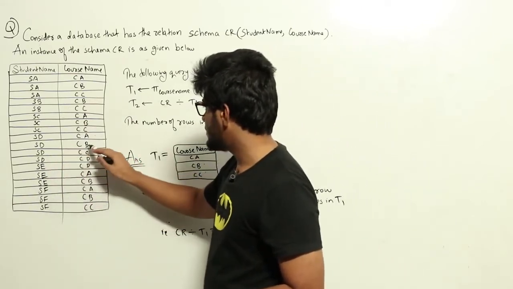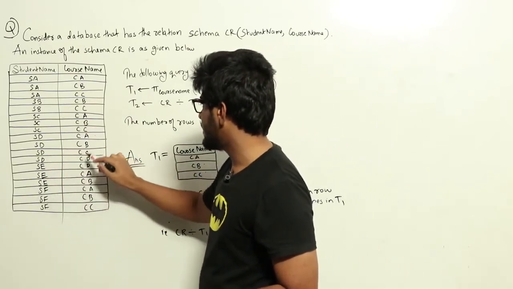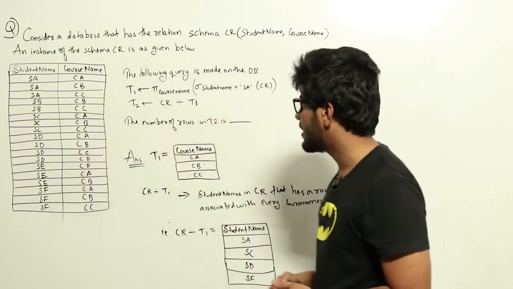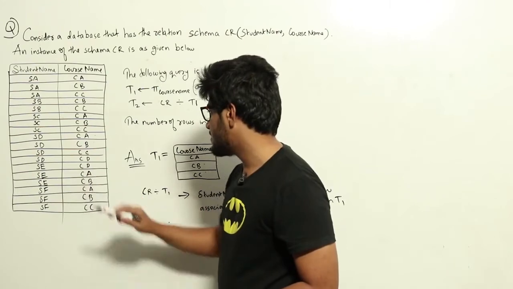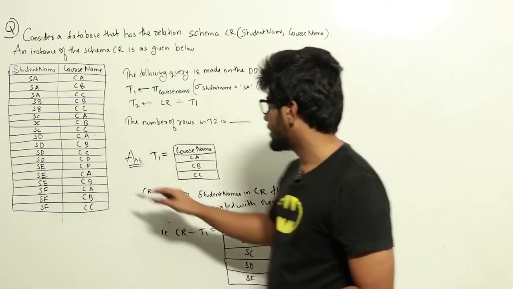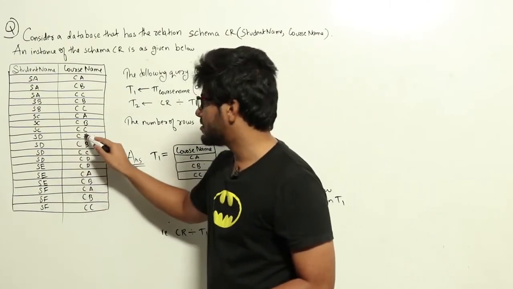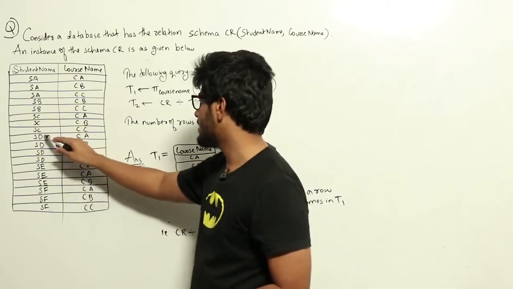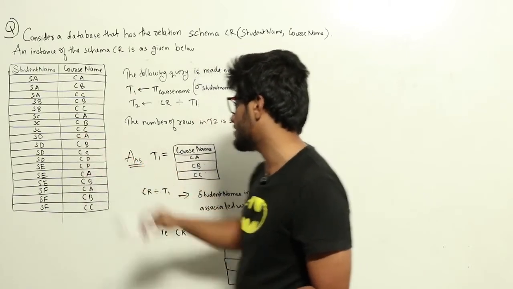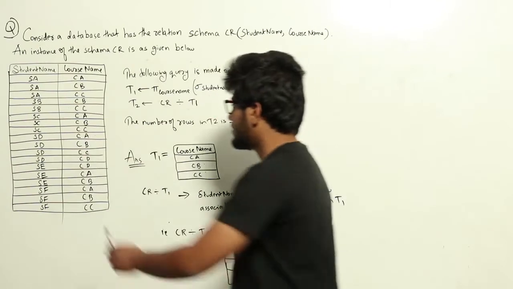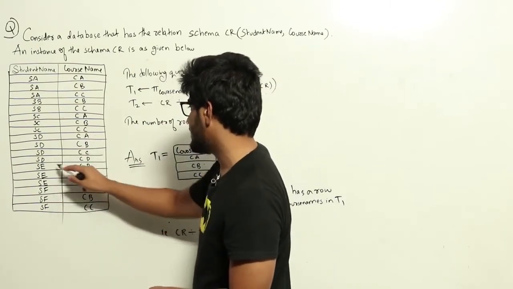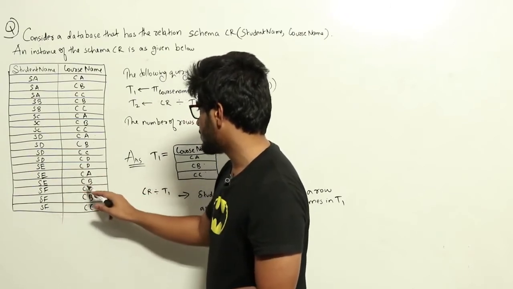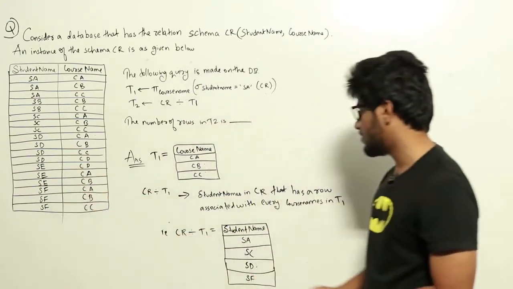SD has a row with CB, CC, CD. It doesn't have a row with CA, so SD we can't take. SE has a row with CA and CB, oh, actually, I made a mistake. SD had a row with CA also. So we can actually take SD: SD, CA, SD, CB, SD, CC. So SD we can take. SE, no, it has only rows with CA and CB. It doesn't have a row with CC. SF has rows with CA, CB, and CC. So SF also we can take.